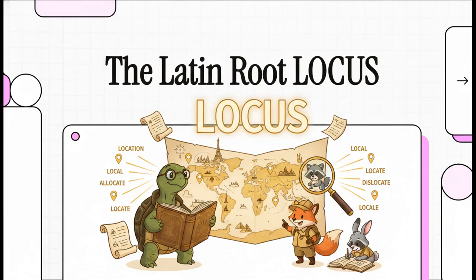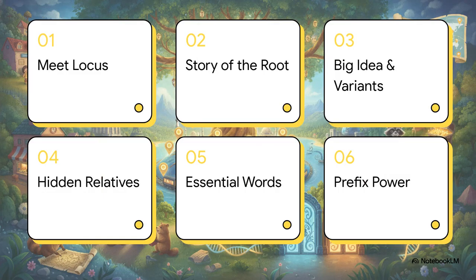Latin root locus. Have you ever stopped and wondered why words like location, local, locate, allocate, dislocate, and locale all seem so deeply connected? Well, it's because they all grow from this one ancient root. We're going to systematically explore exactly how that works, and we'll be unlocking a massive web of vocabulary along the way. Okay, let's dive into our itinerary for today.